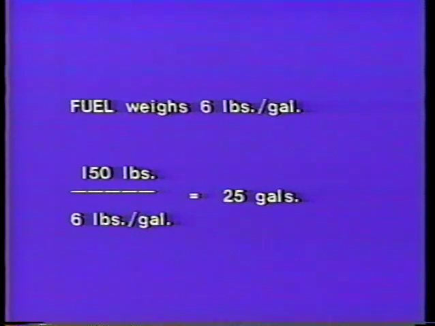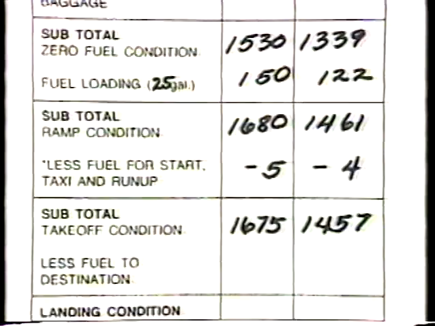25 gallons is 4 gallons less than the full fuel load of 29 gallons. We add zero fuel condition and the fuel together for a ramp loading condition of 1,680 pounds and a moment index of 1,461. Now subtract the fuel for start, taxi, and run-up. Fuel for start, taxi, and run-up normally weighs 5 pounds with an average index moment of 4.